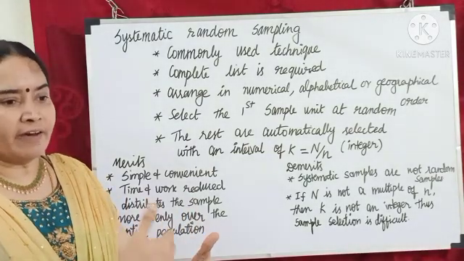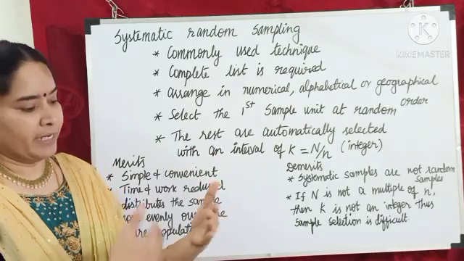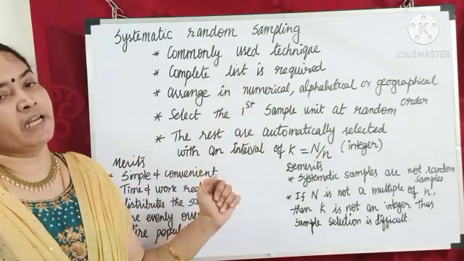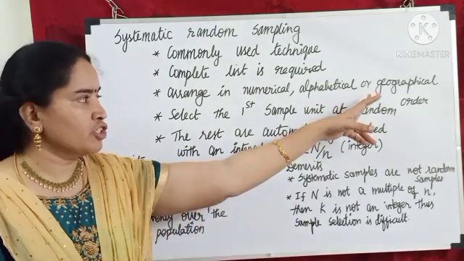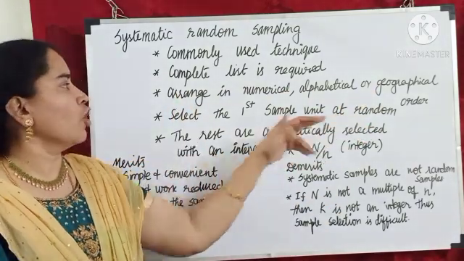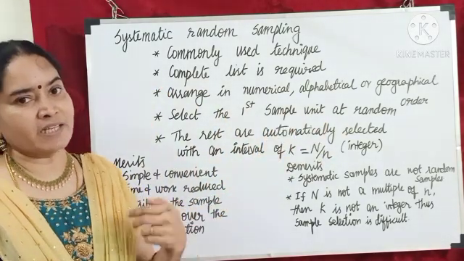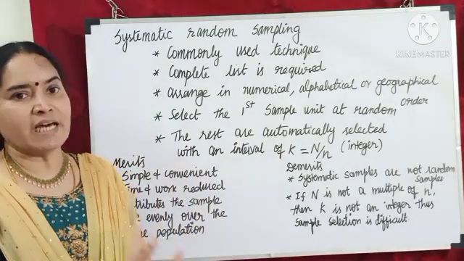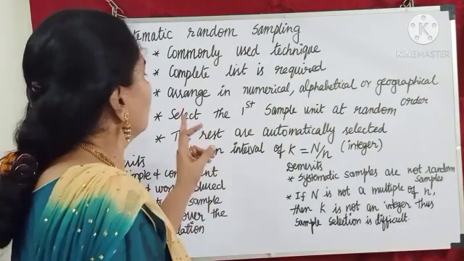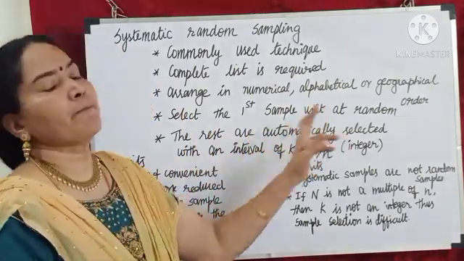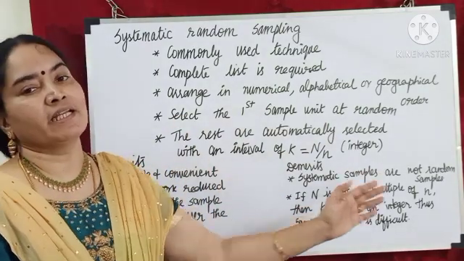Before selecting every 10th, every 50th like that, arrange it in an order. Either numerically or alphabetically, or if it is land, position, arrange it geographically. So in any of the orders, arrange it. Select the first unit at random. As I said, select number 2, select number 7, select number 10. Once we select the first sample unit at random, the remaining units are automatically selected.